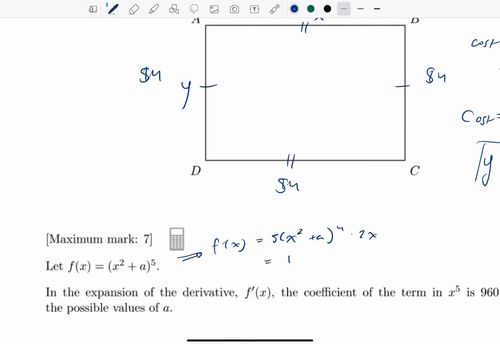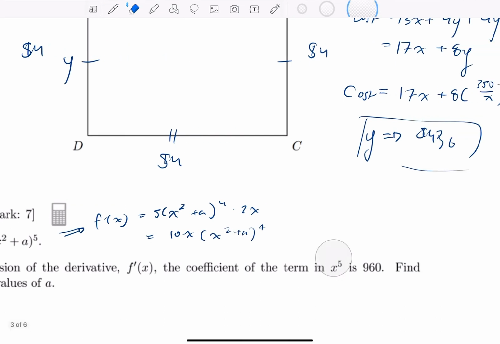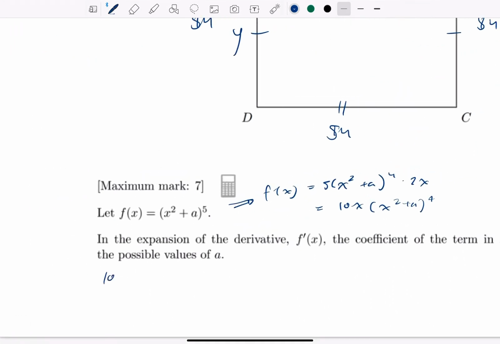And if we just multiply 5 and 2x together, this is what we get. And we are interested in the x^5 term. So we already have an x out here, which means we're interested in finding the x^4 term, which will multiply with the x itself to yield the x^5 term. And so what we actually have is 10x.